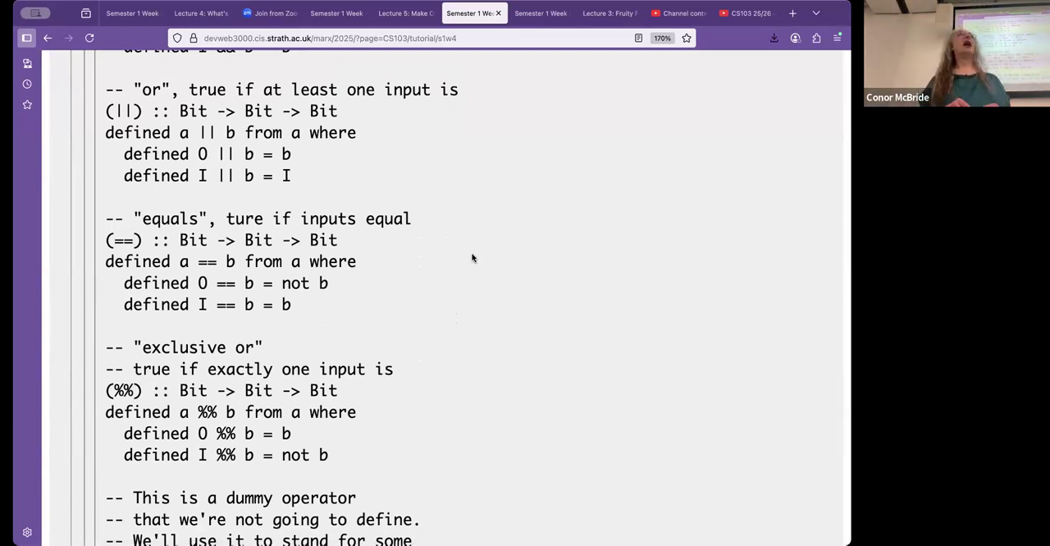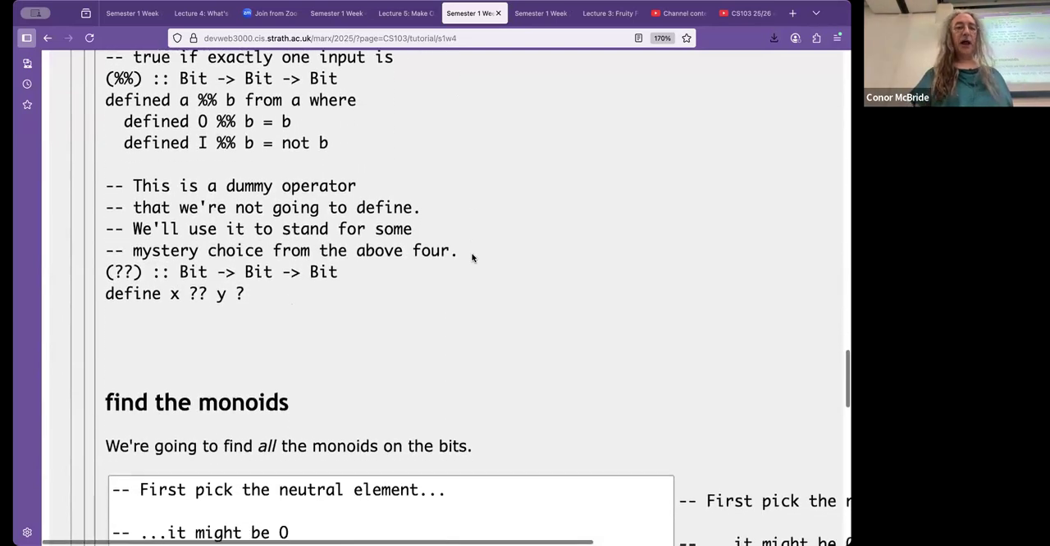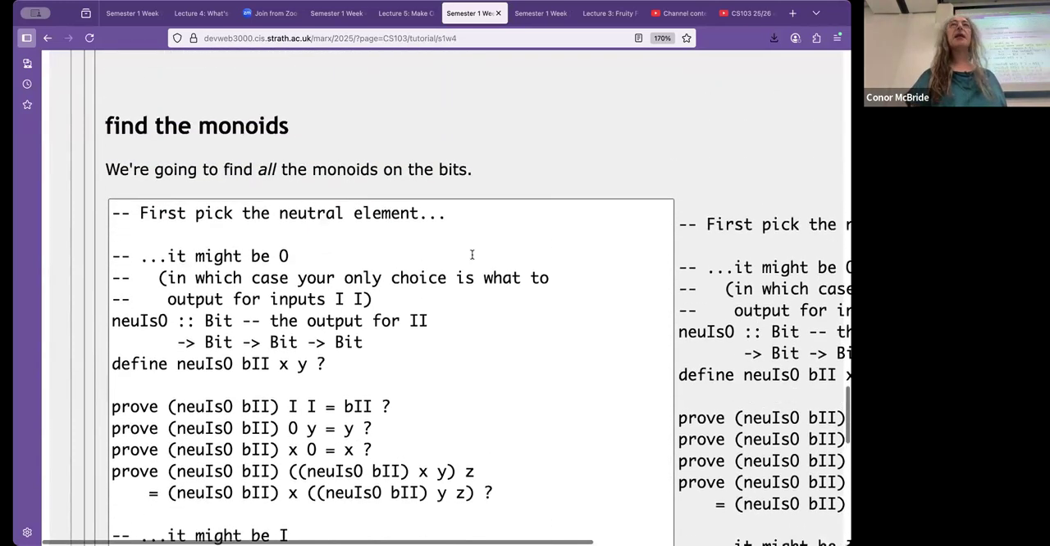The question that I'm posing to you is, first of all, do these operations give you monoids? And are there any other monoids on the bits? Have we found them all? So this is a you've got to catch them all moment. You're going to find all the monoids on the bits. And I give you a clue as to how to do that.